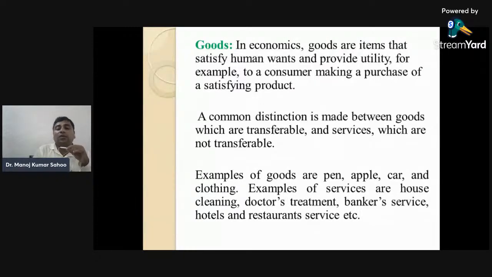But what are services? We cannot touch them, they do not have any physical existence, and we can only feel the benefits. For example, I'm teaching now in the class; that is a service. All the bankers provide different types of facilities or services in the banks; that is also service. In hotels and restaurants, waiters provide meals and food; that is also service. Services do not have any physical existence, and they are not transferable.